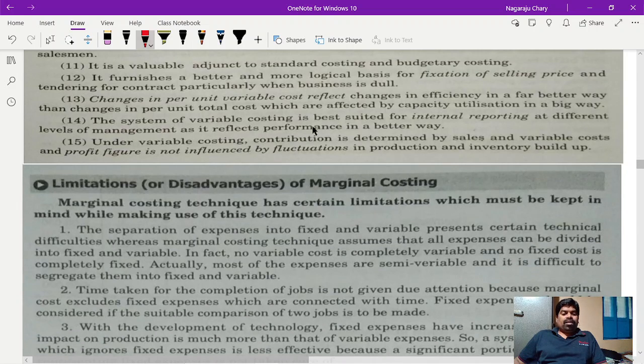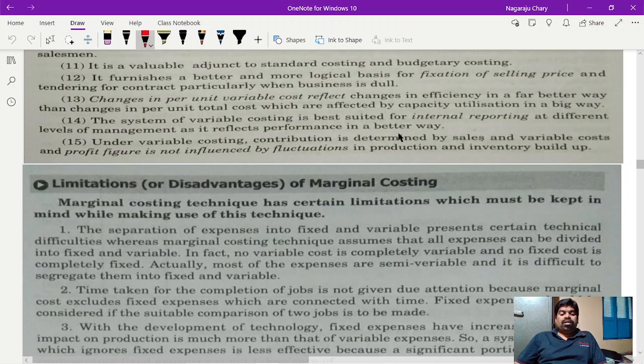The system of variable costing is best suited for internal reporting at different levels of management, as it reflects performance in a better way. So there is a reflection of the internal reporting system at different levels, from top level to middle level to lower level, and back from lower to middle to top level. Various levels are there. In these levels, the variable costing method is followed where the cost is suitable, where the method is giving better performance. So that can be known by the management.